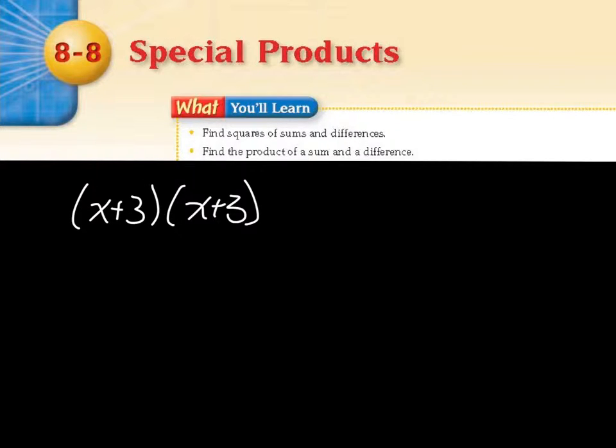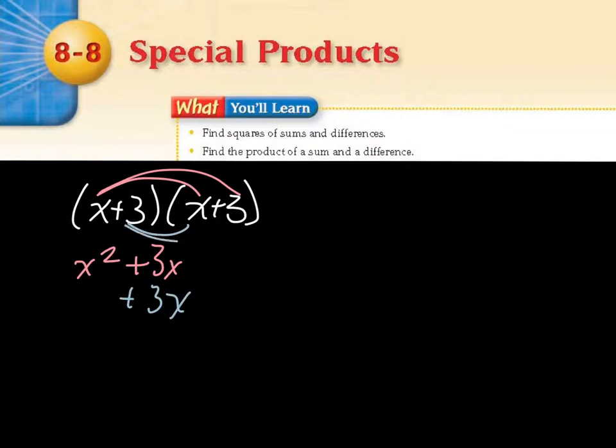Something special happens every time we multiply a binomial by itself. Let's look at our FOILing again. So there's our first, outer, inner, last. So it seems to be these two came out to be the same for some unknown reason.